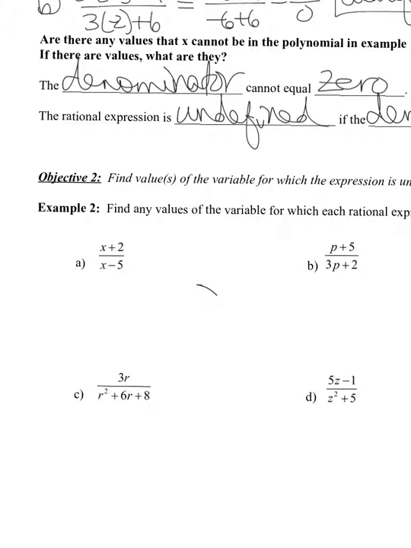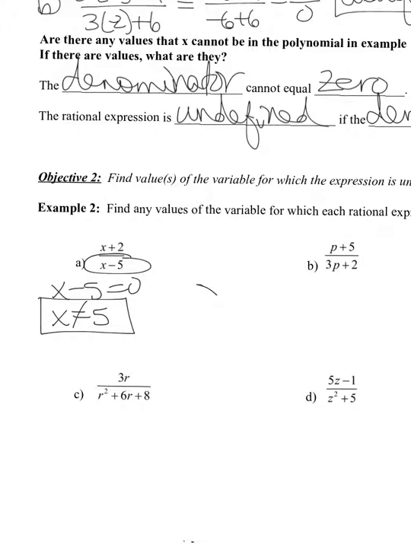So objective 2, we want to find the values of the variable for which the expression is undefined. Again, we said that the denominator can't be 0, so I'm really focused in on my denominator. Back to the original slide, x minus 5 is 0, so that means if x equals 5, the expression is undefined. So I say x cannot equal 5. I'm going to let you do part B by yourself and part D. You can get the answers from Canvas on the filled-in note sheet, but let's go through part C together.